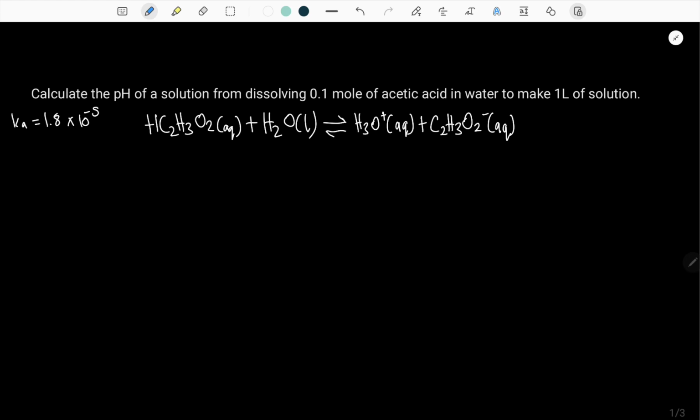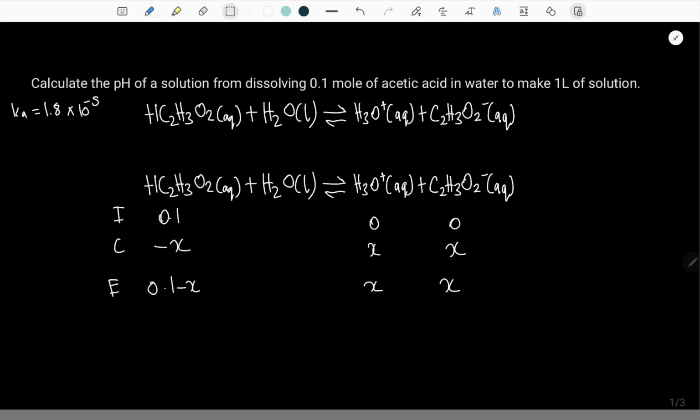So we need to calculate the pH of a solution made by dissolving 0.1 mole of acetic acid to make 1 liter of solution. So first of all, the first step is just finding the concentration. So it's moles divided by the volume of solution, which is 0.1. And now let's make the ICE table.